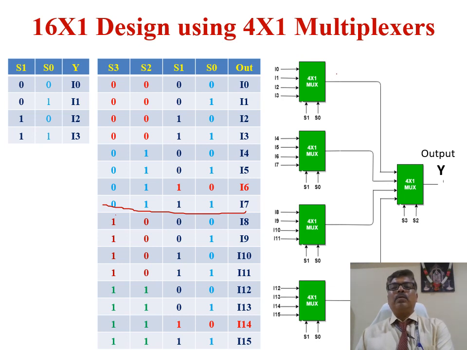But here S3, S2 is 0, 1. So 0, 1 means this multiplexer will select the input which is applied at the first input. So this is 0, 1, 2 and 3. The first input is what we are getting as I7. So the output becomes I7. So this is how we can design higher order multiplexers using lower order multiplexers.